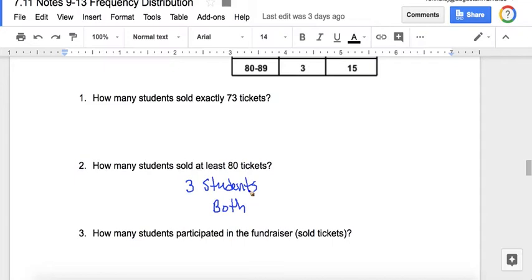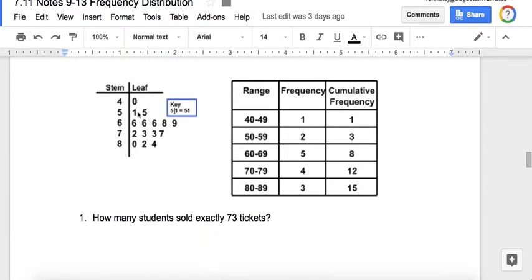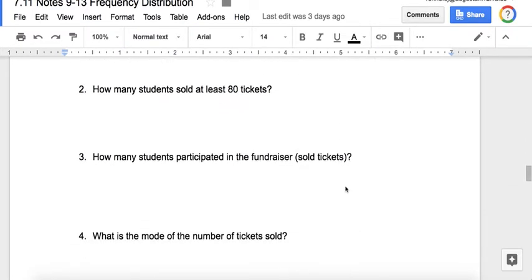Now the next question says, how many students participated in the fundraiser? In other words, sold tickets. So remember, I can count up the leaves. So 1, 2, 3, 4, 5, 6, 7, 8, 9, 10, 11, 12, 13, 14, 15. And I can also look at the cumulative frequency here, will also tell me 15. So here I use both to find the answer, 15 students. So write 15 students, and we use both.